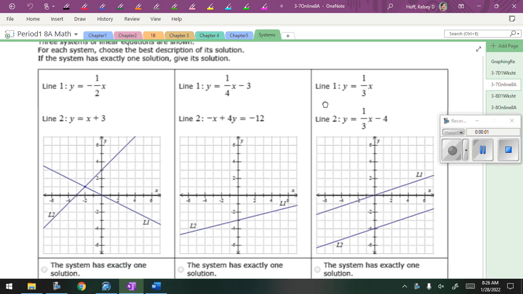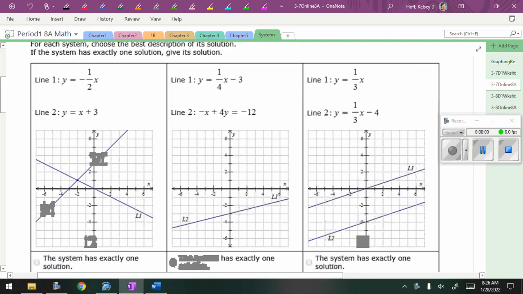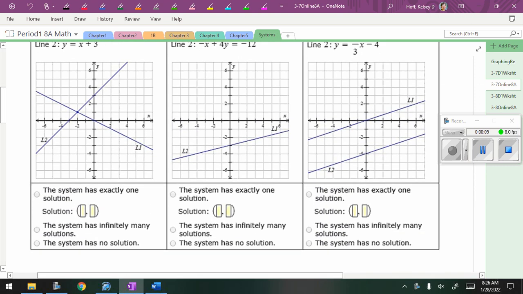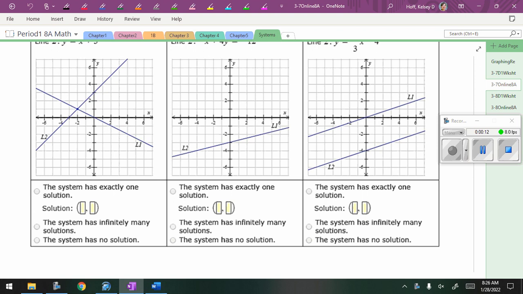Answer the questions that are there. So here's the two equations, and they graphed it for you. Based on this graph, would you tell me there's one solution, infinite solution, or no solution? So you look at all three of those graphs and answer based on what they gave you. You don't have to graph anything. They graphed it for you, but based on what the graph looks like, what is your answer?